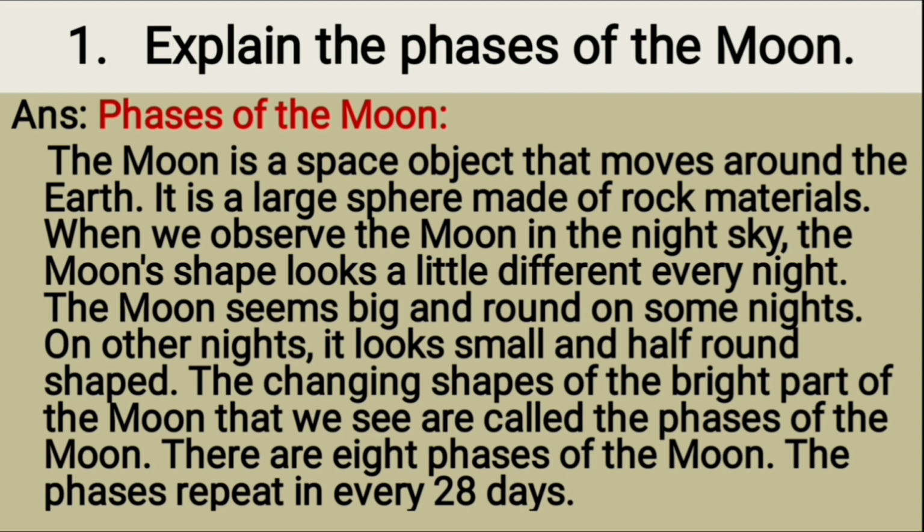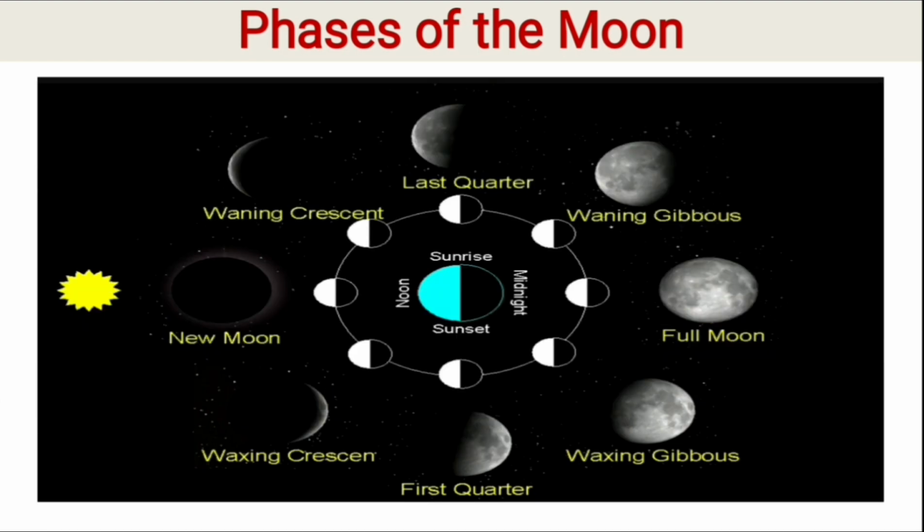There are 8 phases of the moon. The phases repeat in every 28 days. Dear students, it's a picture of phases of moon. In this picture, we can see new moon, which is totally dark. Then waxing crescent, then first quarter, waxing gibbous, then full moon, waning gibbous, last quarter, waning crescent. Actually, there are 8 phases of the moon. Now, I will explain shortly how does it happen.